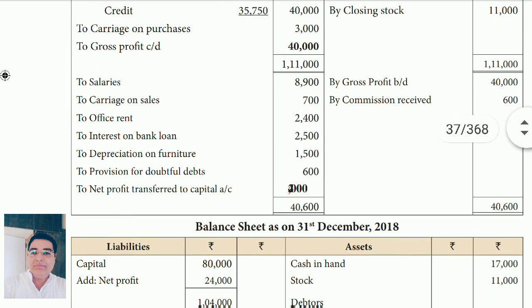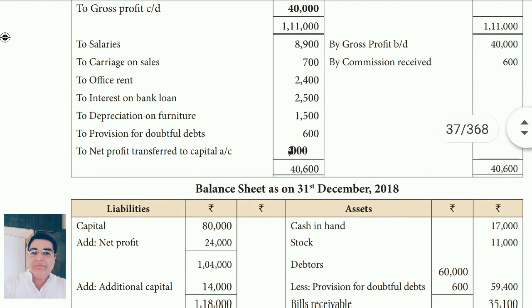Then what you have to do: 40,000 plus 600, 40,600. This is the last line of your page. So in the same way write 40,600 on both sides, then 40,600 minus this full total, you will get 24,000 net profit. This net profit is transferred to the capital account, here 24,000.